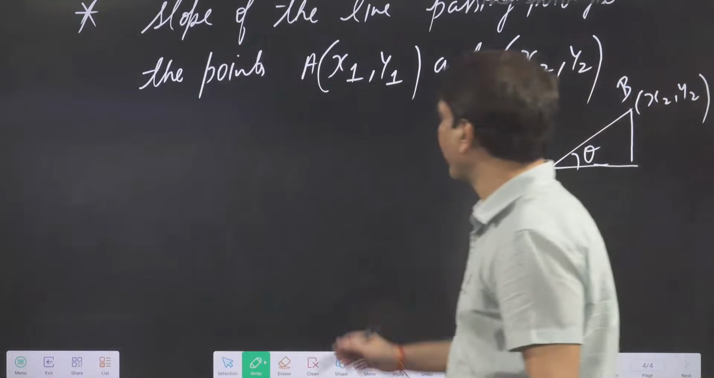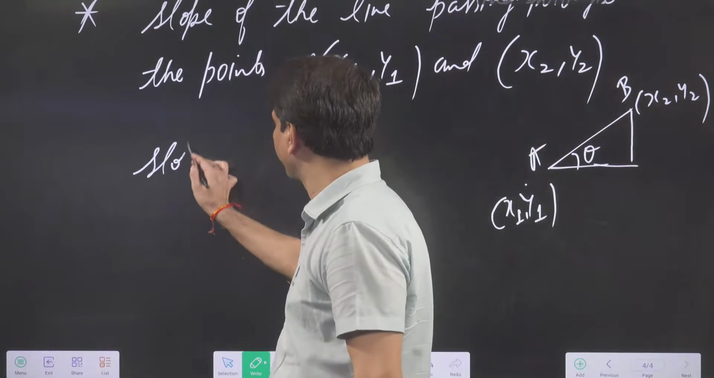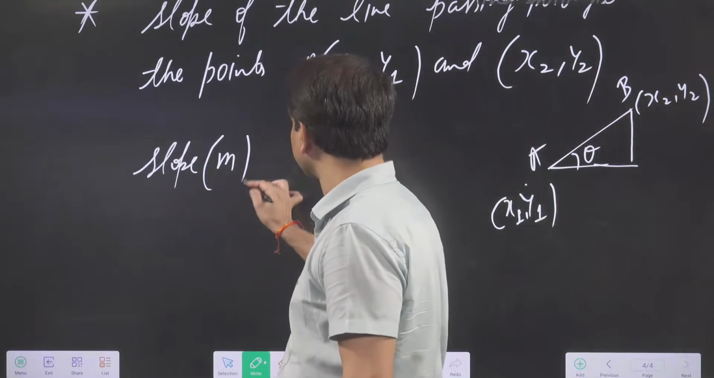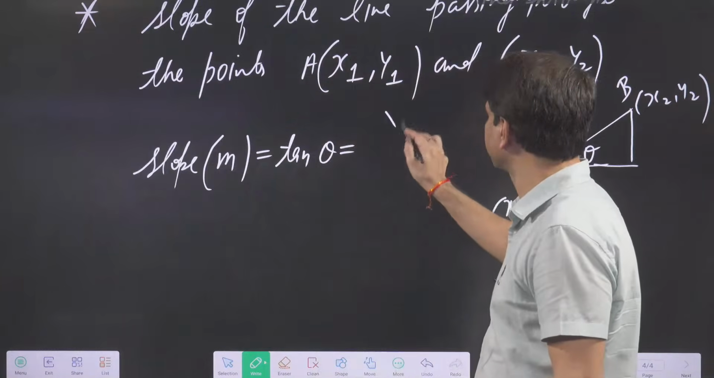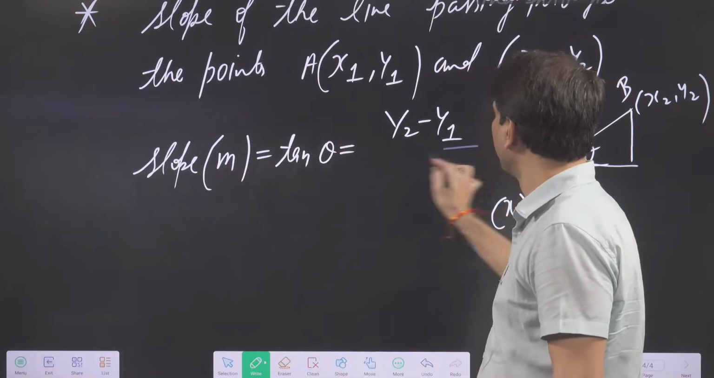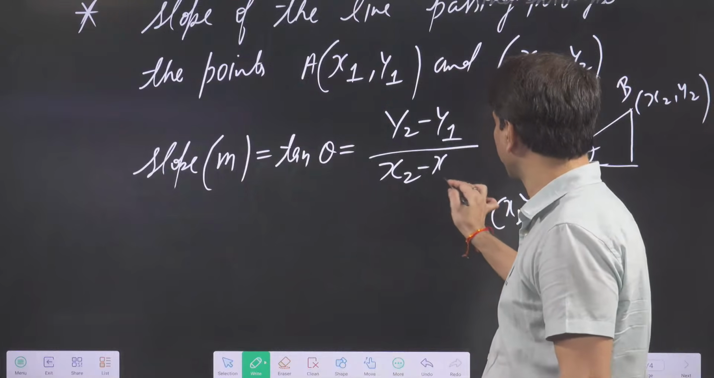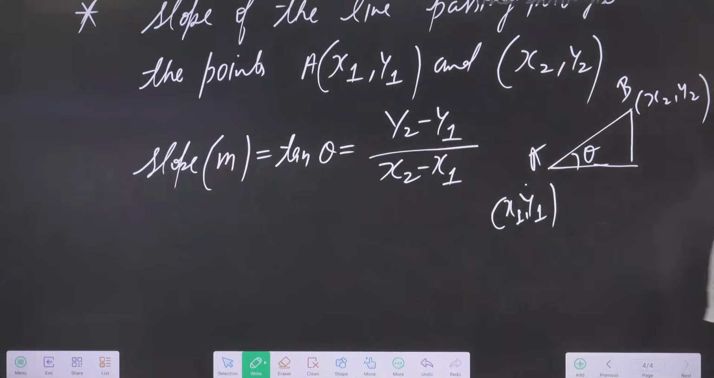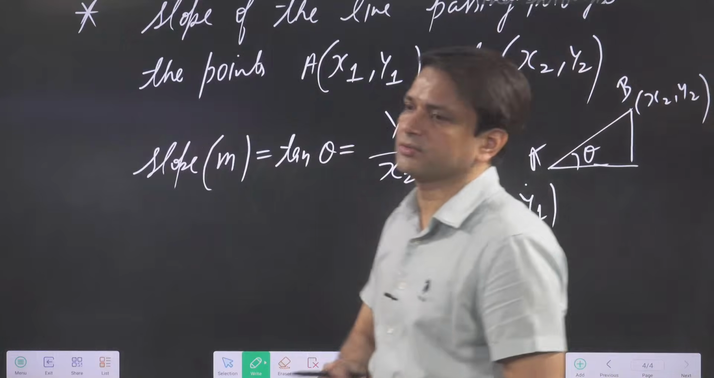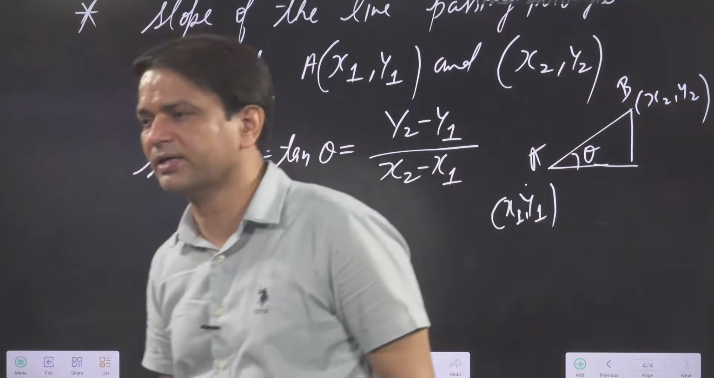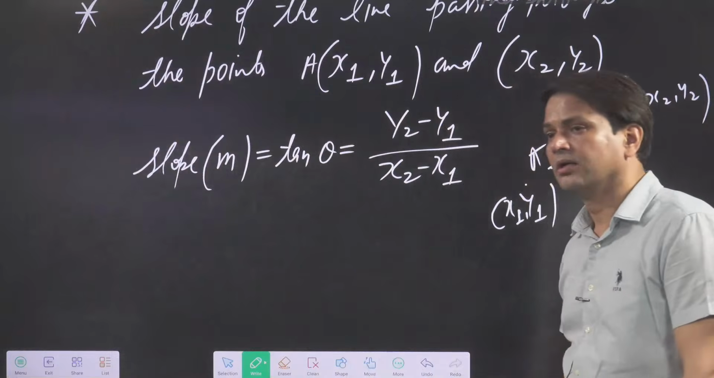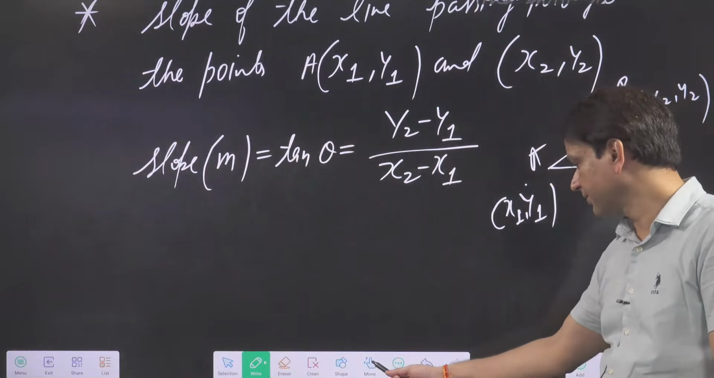So for the 2 points, if you want the slope, slope we represent with m, that is equal to tan theta. What is the formula we will get? Opposite side means y2 minus y1 upon adjacent side, which is x2 minus x1. So if we know the 2 points, then we can find the slope. Slope is equal to y2 minus y1 upon x2 minus x1. Completed.